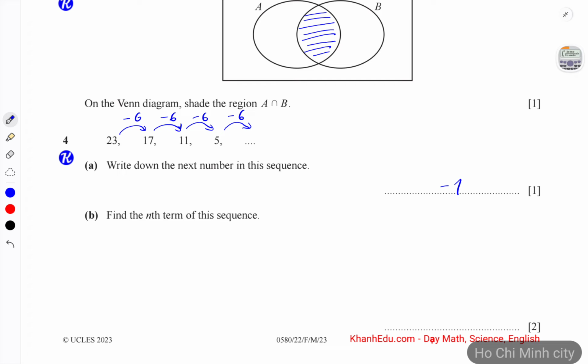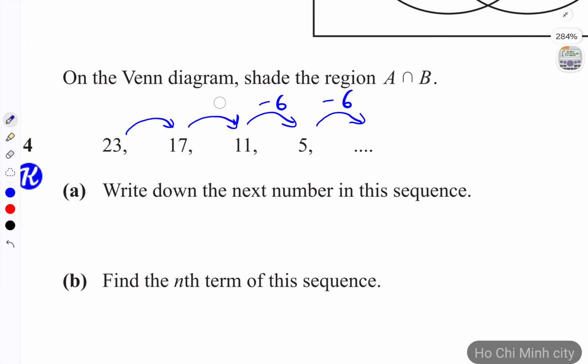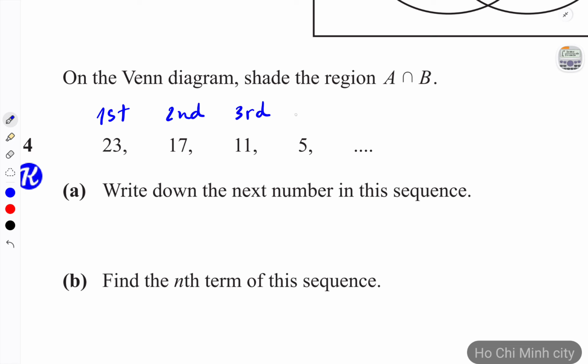All right, so this is the first term, the second term, the third, the fourth, etc. And pay attention to this number. So let's see, 17 is going to be 23 minus 6. So we will rewrite the number 17 as 23 minus 6. And number 11 is going to be 23 minus 6 times 2. And number 5 is 23 minus 6 times 3. So we can see the pattern here.